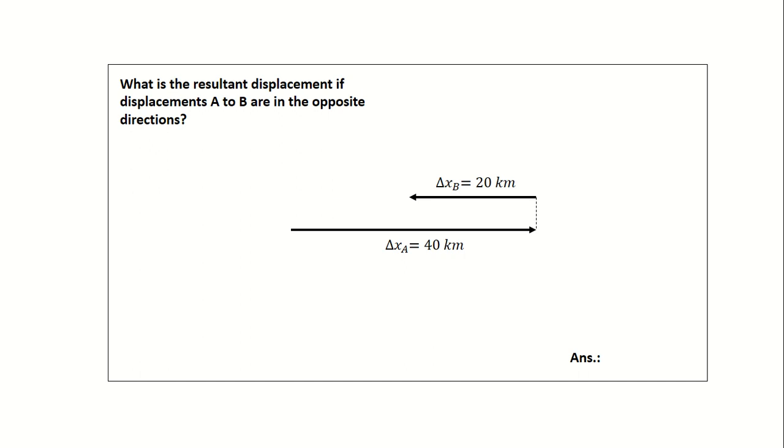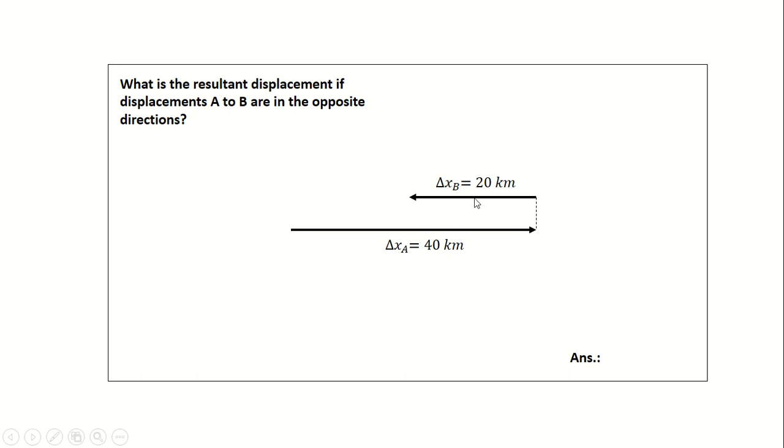In this illustration, in this example, I wanted to remind you that we use arrows to depict vectors. So here we know that vector A is directed to the east direction. This displacement is going to the east direction, or the object is going to be displaced to the east by how much? By 40 kilometers.